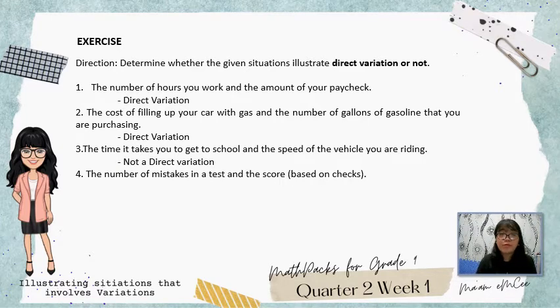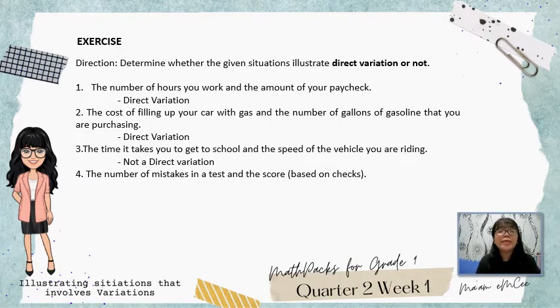Right? Fewer checks. Or fewer mistakes, more score, or the greater the score is. So that means they are opposite. So this situation does not illustrate direct variation because they are opposite.